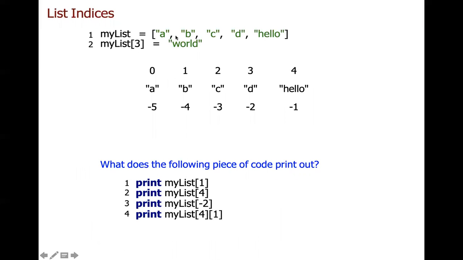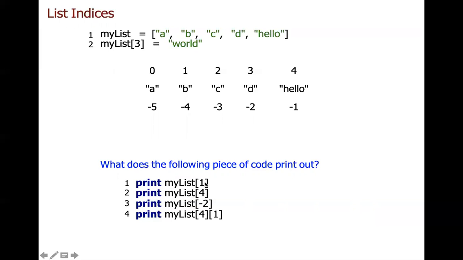Now, you can change the list members. Each item in the list is separated by a comma. And for instance, here is my original list. And if I say my list square brackets 3 is equal to world, then it will go, and this is the 0 element, A, B is the first. So it's going to go to the third element and replace this D with the word. Okay, so let's try to predict the output of this following piece of code.